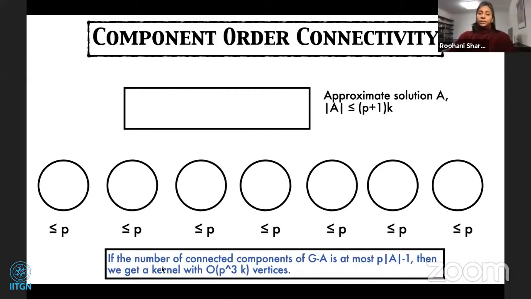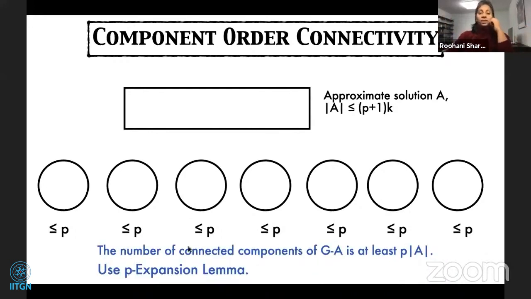Now note that if the number of connected components of the graph is at most p times |A| minus 1, then we definitely get a kernel, because the number of components is bounded and the size of each component is bounded by p. So we get a kernel of size order p cubed k. The problem happens when there are lots of connected components, in which case we need to do something. If the number of connected components is at least p times |A|, then we want to use the expansion lemma. When I say the p expansion lemma, I mean the q in the expansion lemma, I want to set it to p.